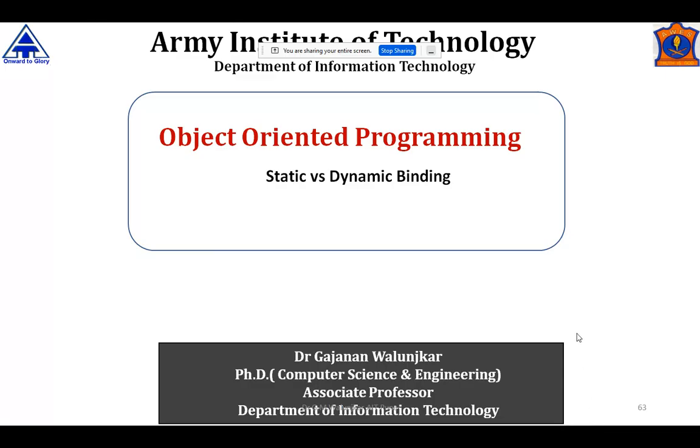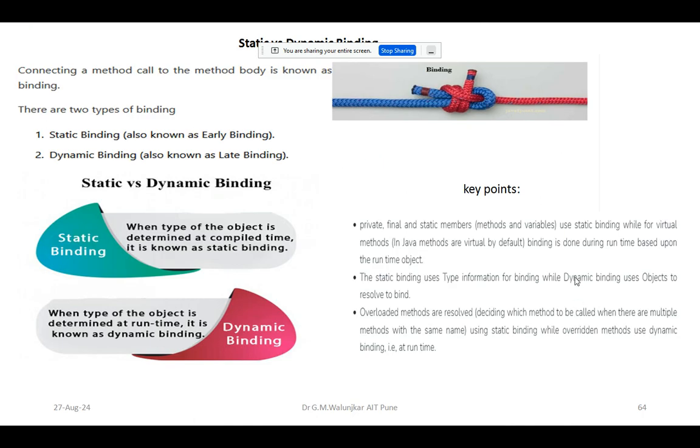Good morning. Today we're going to see the concept of static versus dynamic binding. Connecting a method call to a method body is called binding. First of all, we should understand what binding is. In a programming language, connecting the method call to the method body is called binding. There are actually two types of binding.